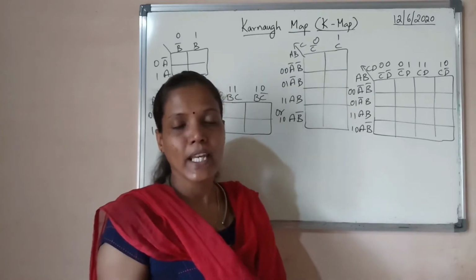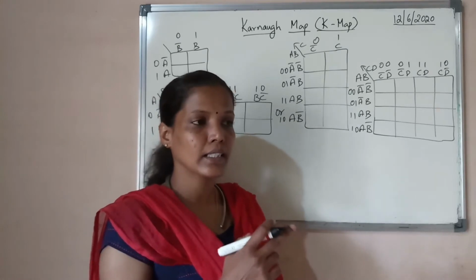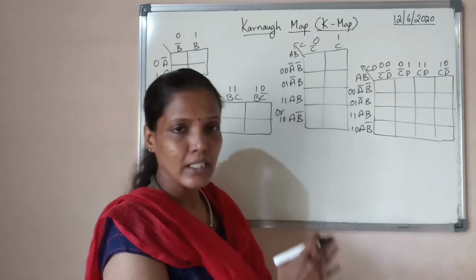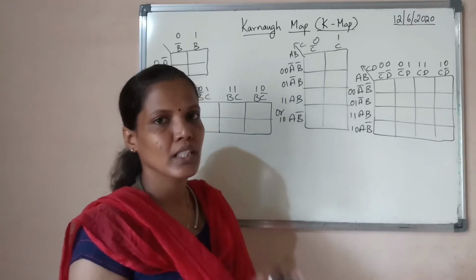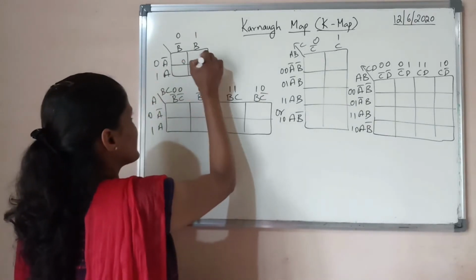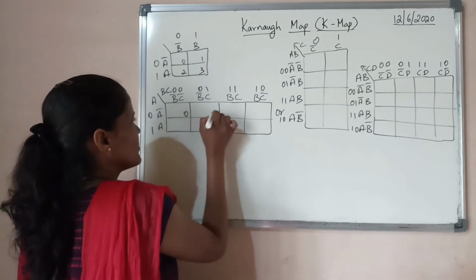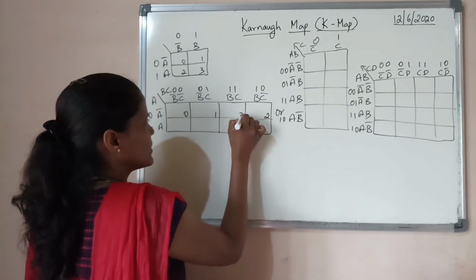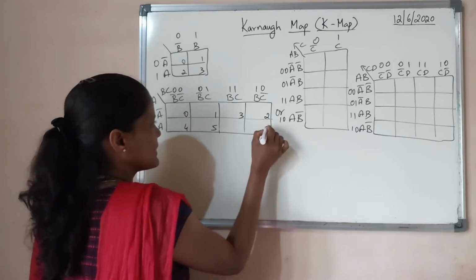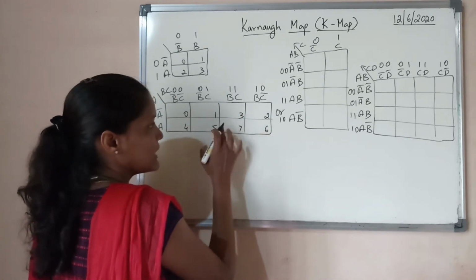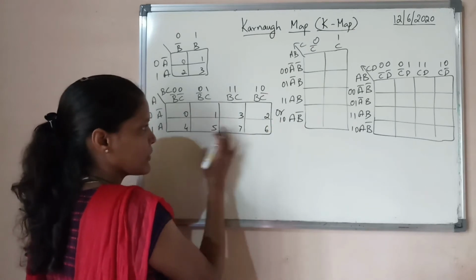And now we can number the cells. Cells can be given a different number, but there is also a systematic approach. We have to use the same method. So 0, 1, 2, 3. Here 0, 1, 2, 3, 4, 5, 6, 7. You have to write in this manner itself. 0, 1, 2, 3, 4, 5, 6, 7.